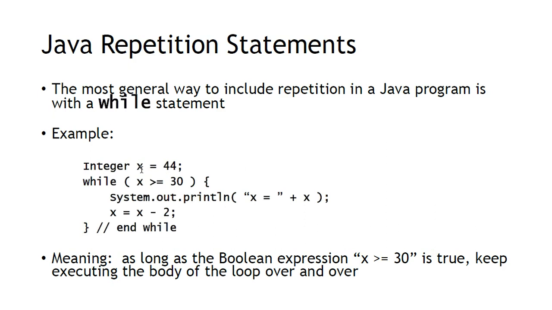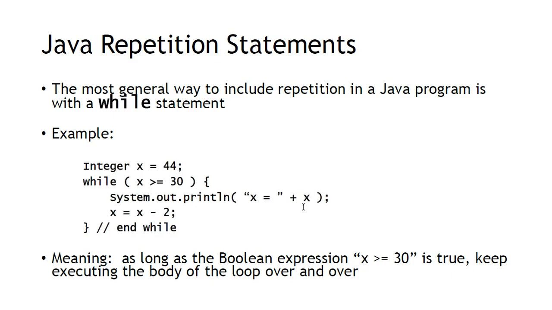So we initialize the value of x before we get to the while loop to 44. Then as long as x is greater than or equal to 30, I'm going to process the current value of x by printing it, and then I'm going to update the value of x by, in this case, subtracting 2 from x. So x would go from 44 to 42. I go back up, 42 is greater than or equal to 30, so I go through the loop a second time. And then x becomes 40 and 38 and 36 and so on and so forth.